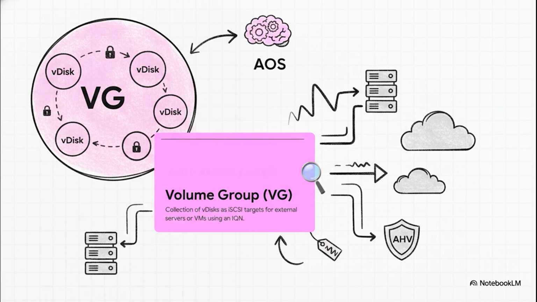So by using volume groups acting as iSCSI targets, we're essentially bypassing the standard hypervisor storage stack. And that is exactly what gives you the incredible flexibility to present Nutanix storage directly to a physical, non-virtualized server sitting right there in your rack. You're treating the Nutanix cluster just like a traditional SAN, but you get all the modern benefits of hyper-converged infrastructure.